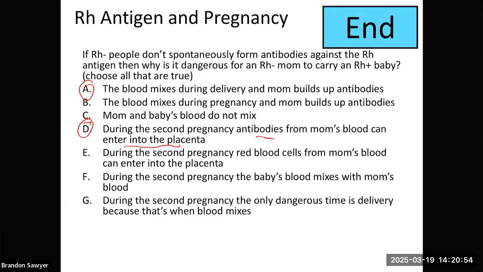So the red blood cells themselves don't mix until delivery, but the antibodies are just little proteins, right? And those can actually get through the barrier. So if those antibodies are already there, and mom has another pregnancy with Rh positive blood, then those antibodies will get through and start attacking the fetus's blood in the womb. Okay. All right. Questions on that? Go ahead, Morgan.